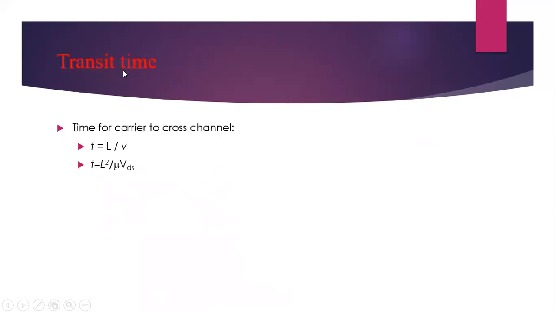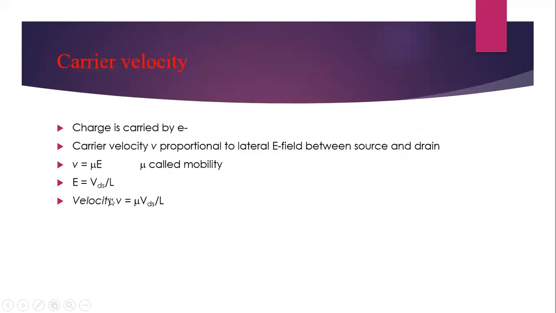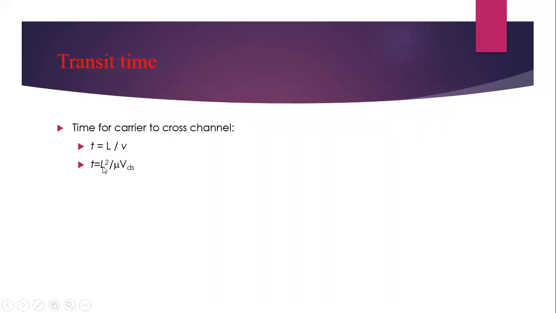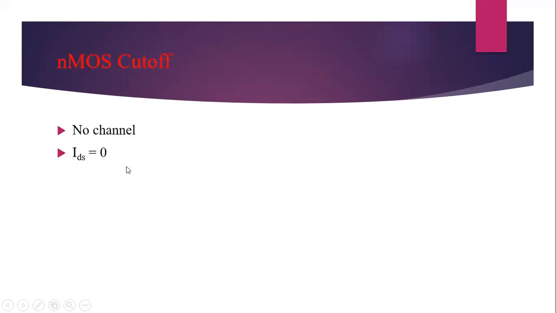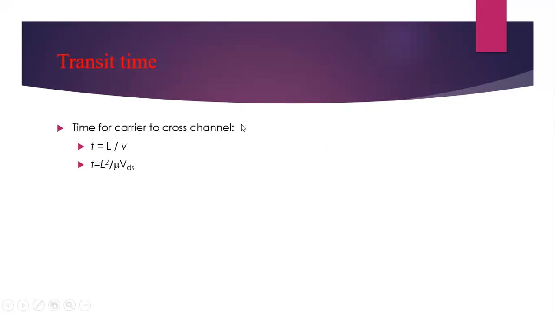Next one is transit time. The time for a carrier to cross the channel is known as the transit time. That time is equal to L divided by the carrier velocity. We derived the velocity formula, mu VDS divided by L, and substituting this, we get transit time equal to L squared divided by mu VDS. So now we have found all the equations for channel charge, carrier velocity and also transit time.